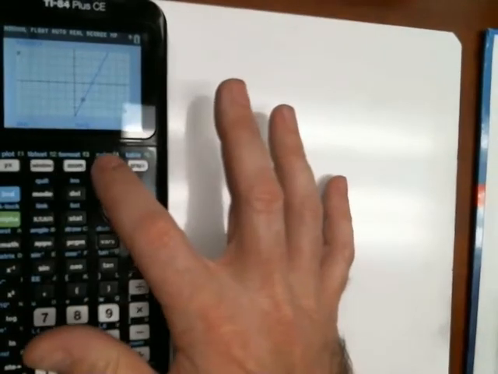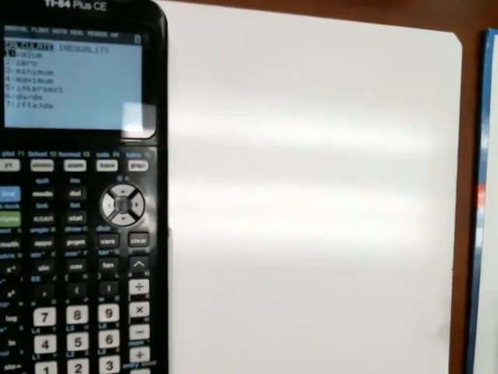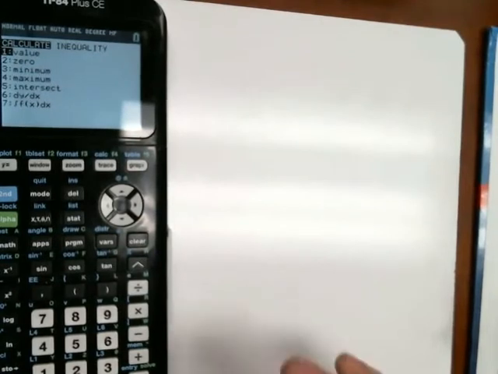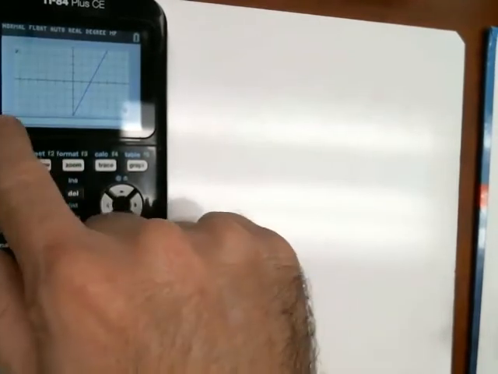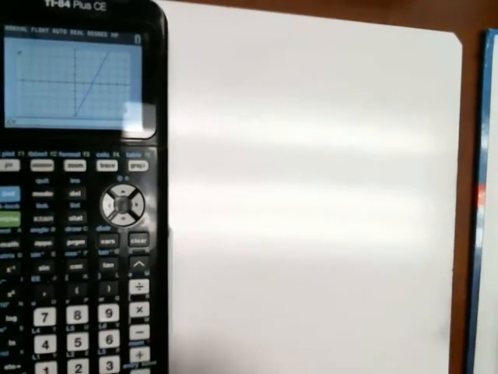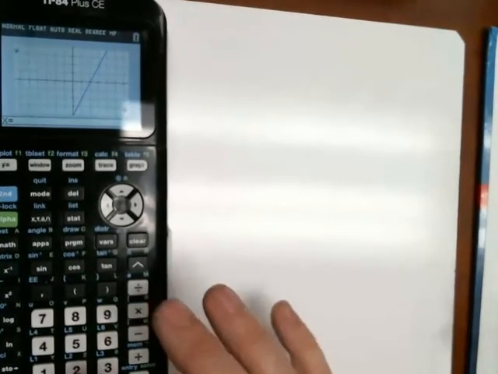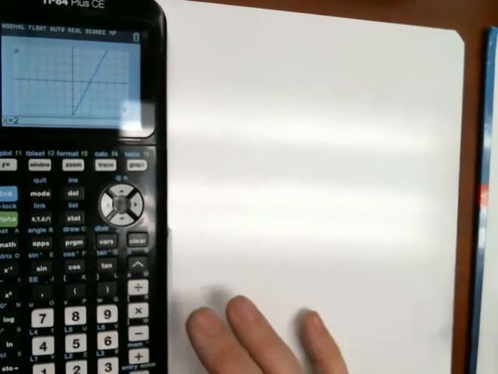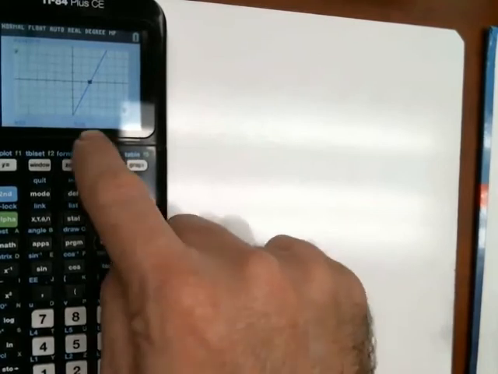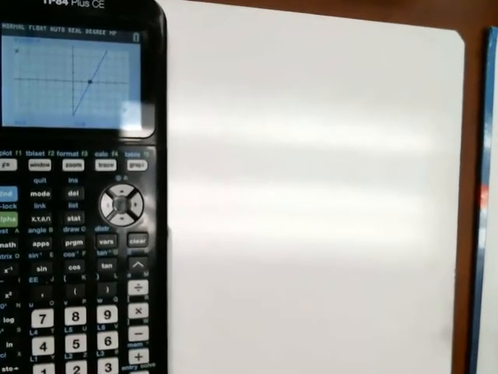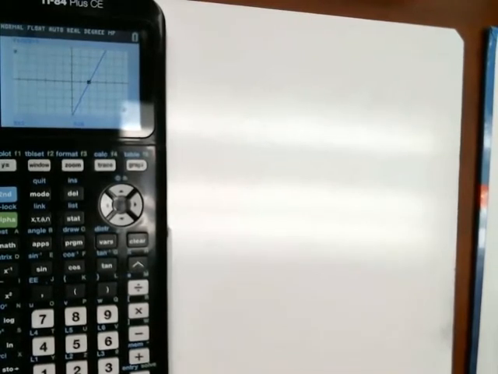Also, you go second, Calculate, and the first thing there on the list of things that it does is value. So it brings up the exact same type of thing. I can say, what's the value of, I don't know, plug in 2. When x is 2, y is 0. So you can use the second Trace or Calculate function in order to find any value that you want to.